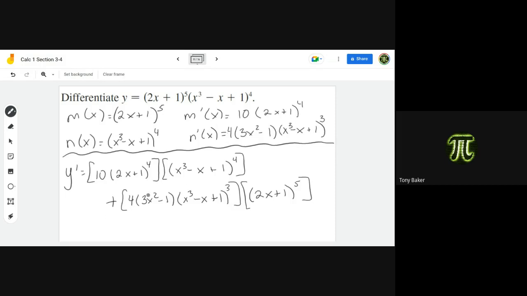Yes. Yeah, because the product rule is the first thing plus the second thing. I just didn't have enough room to write it all in one line. So it's this plus this. That's why I indented it a little bit.